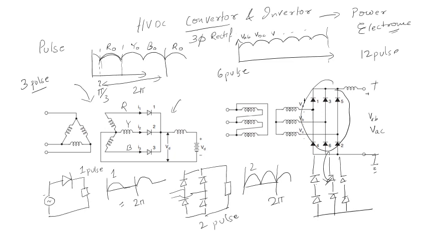So this will be your positive link, this will be your negative link, and this will be your grounding. So the total converter from here to here is your 12 pulse converter, right? This is a 12 pulse converter, 6 pulse up, 6 pulse down, that will be your 12 pulse converter. Okay, so this is how we are transferring energy from the converter side.